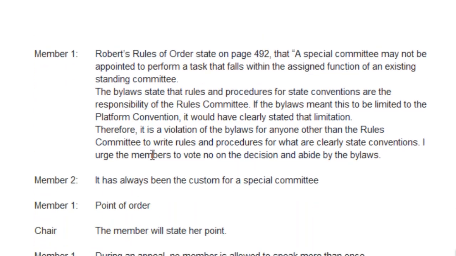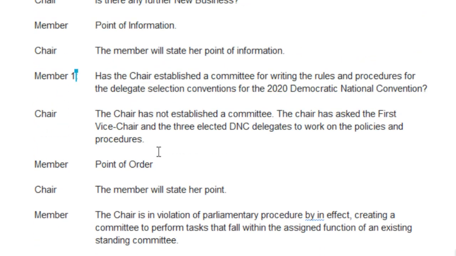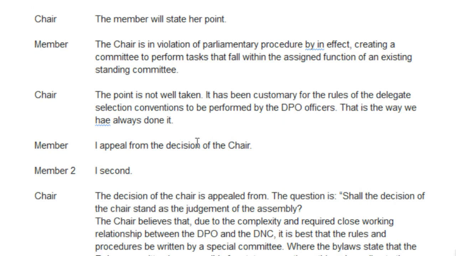The member will state his point. The chair is in violation of parliamentary procedures by, in effect, creating a committee to perform tasks that fall within the assigned function of an existing standing committee. The point is not well taken. It has been customary for the rules of the delegate selection conventions to be performed by the DPO officers. That is the way we have always done it. I appeal the decision of the chair. I second.